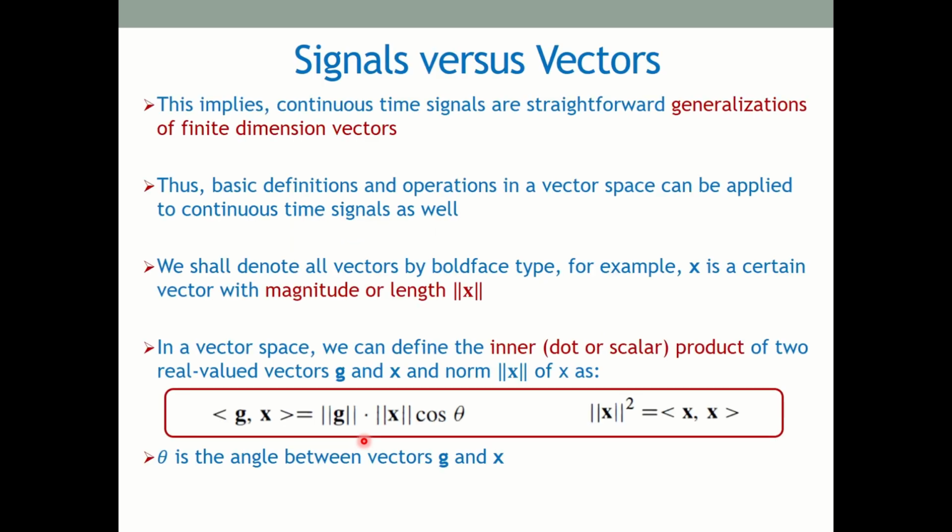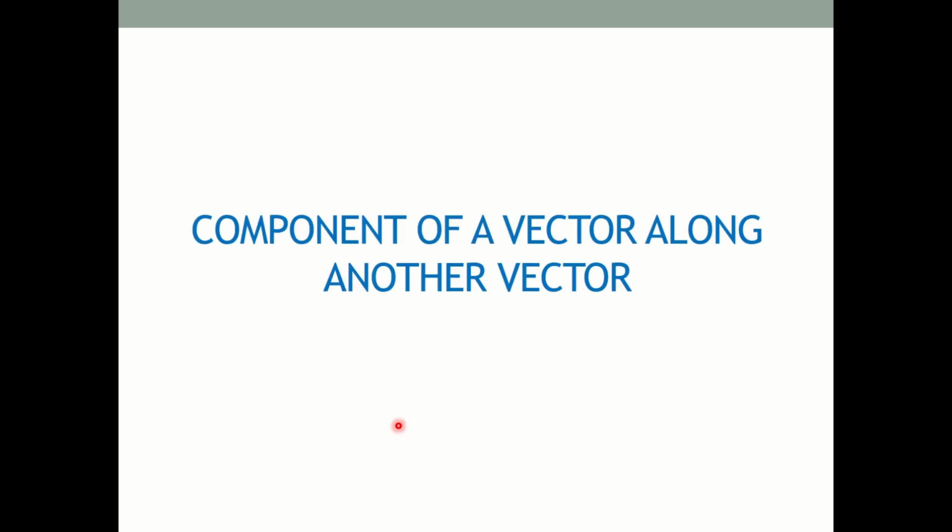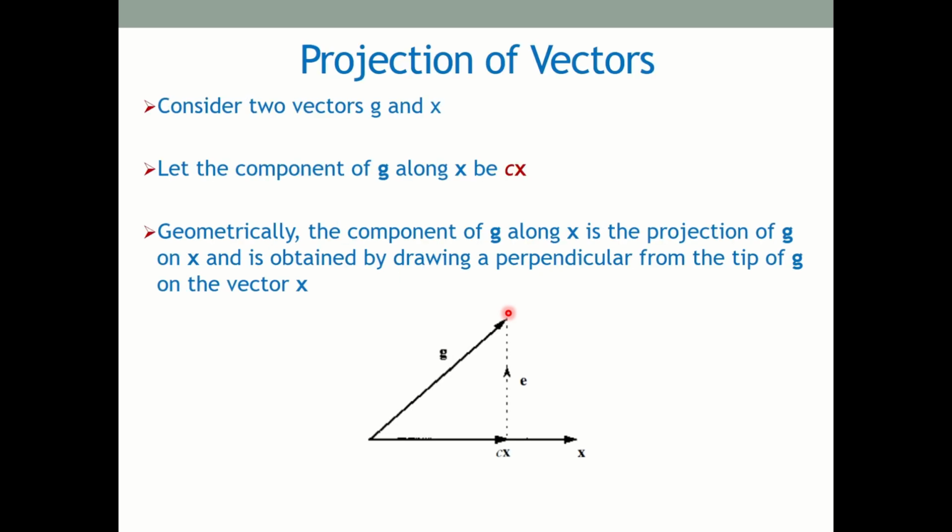So the idea is that if we can relate continuous time signals to vectors, then we can apply these scalar and dot products to the signals as well. So, a component of a vector along another vector. Now the first task was to establish the connection between signals and vectors. Now we'll review some of the properties of vectors. So the first one is the component of a vector along another.